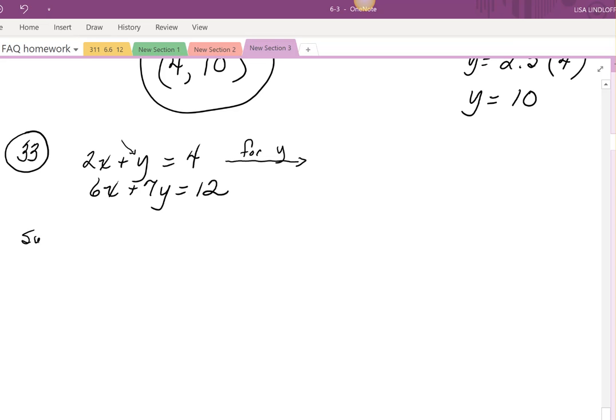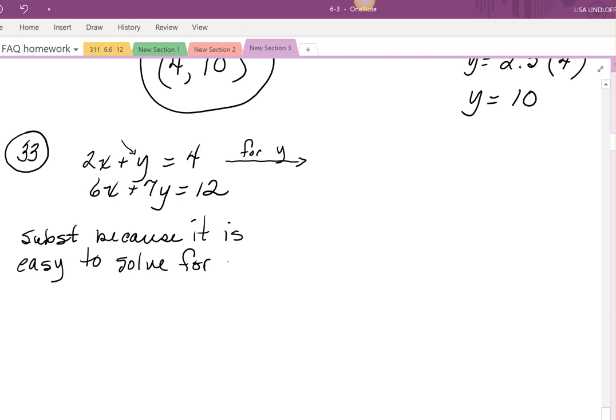So I'm going to take this one and I'm going to solve for y. So here I go with my reasoning. Substitution because it is easy to solve for y. So I have 2x plus y is 4. I'm going to subtract 2x.